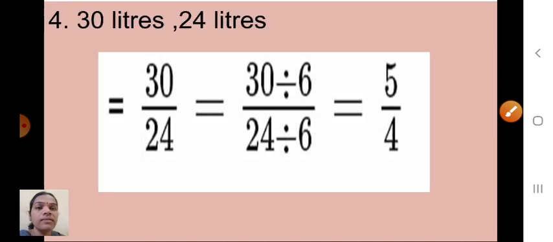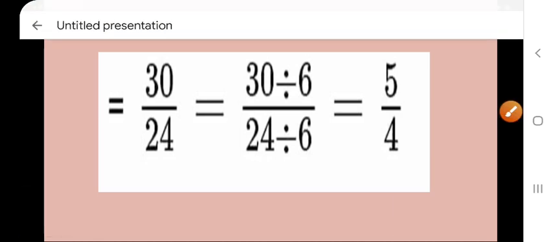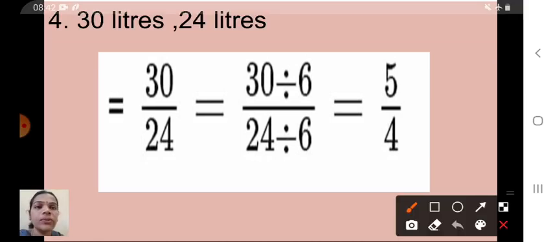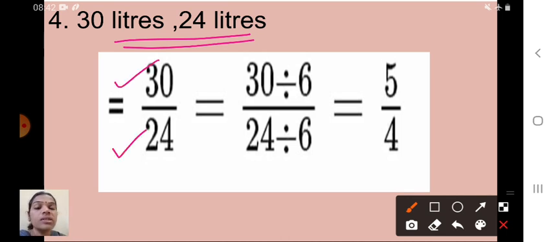Fourth sum is, say here, 30 liters and 24 liters. So say here both are, yes, same unit. So directly we have to find the ratio. Okay, that means 30 upon 24. So what is the highest common factor? 6. Okay children, so 30 is divided by 6 and 24 is divided by 6.